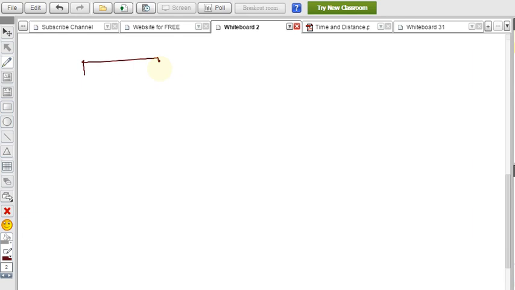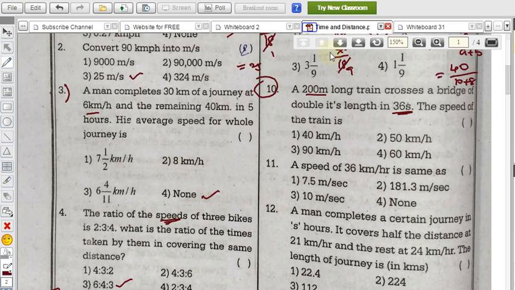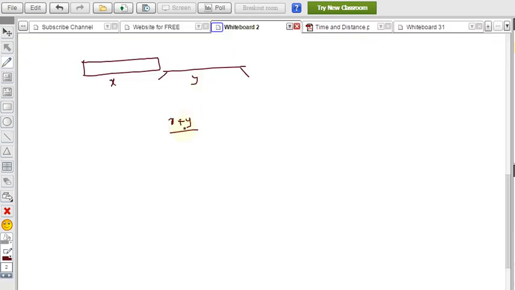So when the train crosses the bridge, if the lengths are x and y, you take x plus y as the total distance: the length of the train plus the bridge. Here the speed of the train is asked. Speed is equal to distance by time.